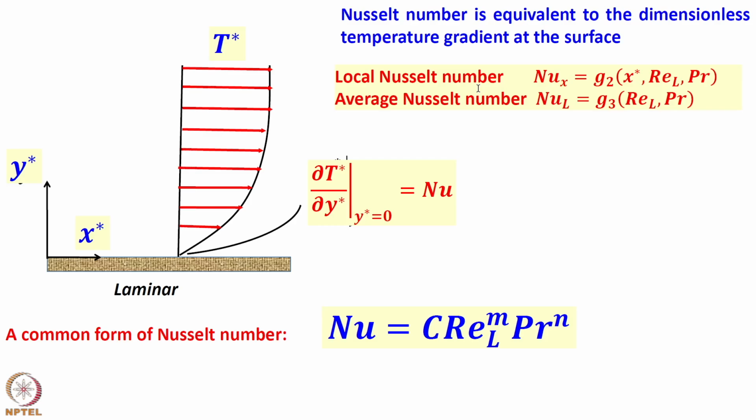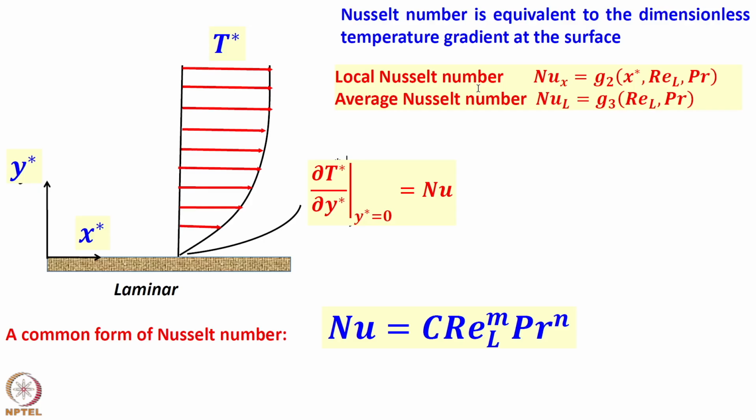So that's what we are going to see here. The graph is essentially showing what we are talking of as non-dimensional temperature gradient. So this is going from 0 to maximum value depending on how you have defined it there. And if you look at this, the common form of Nusselt number, which was shown to you also, is going to be C into Re to the power m, Pr to the power n.